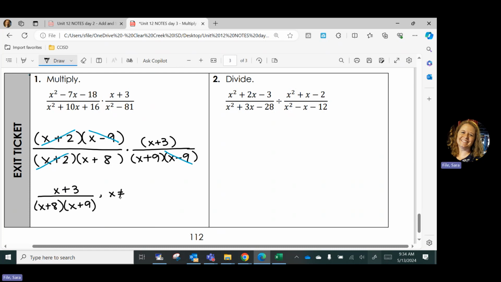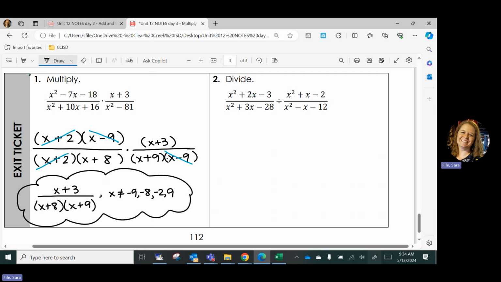And we have to list our exclusions. So from what's here, it definitely can't be negative 9 or negative 8. We also have to look at what was reduced. So for that one, it couldn't be a positive 9. For this one, it couldn't be a negative 2. So that is the simplified form of that rational expression, a product of those two.